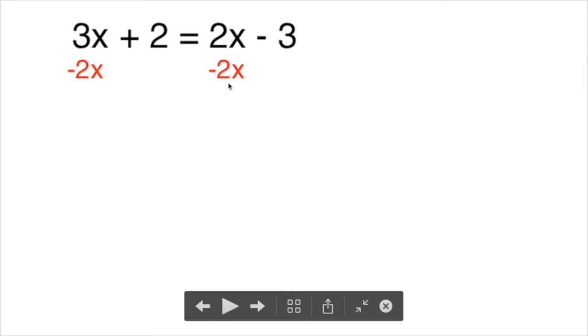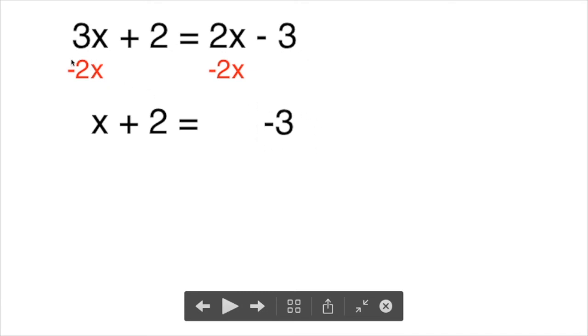But like anything else, whether it's a constant or a variable, if you get rid of it from one side of the equation, you have to get rid of it from the other. So I'm going to subtract 2x from both sides of the equation. Now, 3x minus 2x leaves you with just 1x, which we write as x. And then 2 is not going to change at all. On this side, 2x minus 2x is 0. And then you have negative 3, that doesn't change. Or you could think 0 minus 3, that's negative 3. Whichever way you think about it, that's what you're left with.